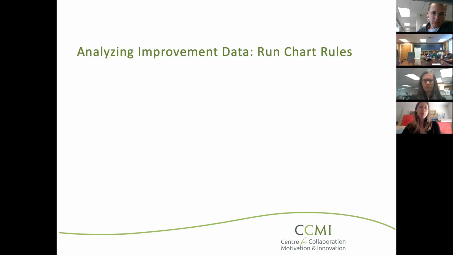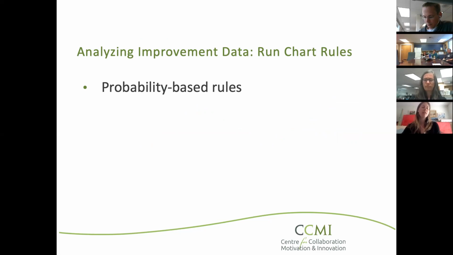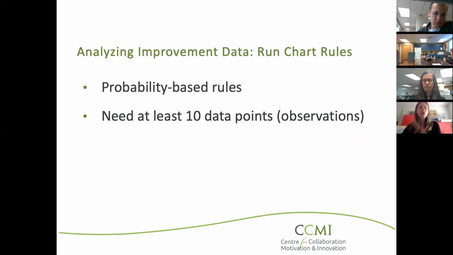And what's great about these run charts is that there are some statistical tools that we can apply to analyze our improvement data. These are probability-based rules. What that means is if you flipped a coin 100 times, you would roughly expect 50 heads, 50 tails if there weren't any problems with the coin. To be able to apply these rules, you do need at least 10 observations, which is why sometimes using monthly data helps to accelerate the observation of improvements or detection of signals of change. But you can do this with quarterly data. It just takes a little bit longer.